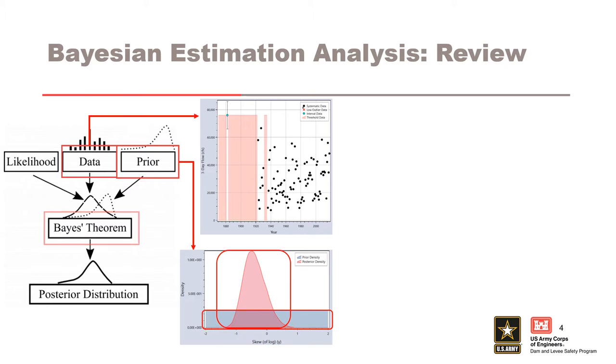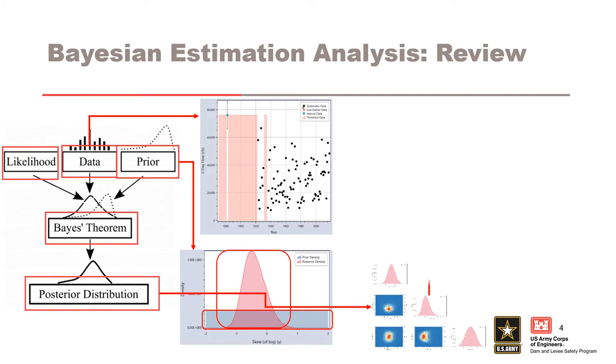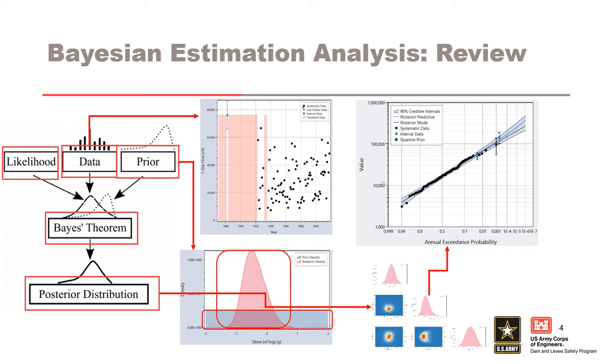BestFit uses Bayes' theorem, which incorporates all the at-site data, regional information, and prior parameter distribution with the likelihood function. The likelihood function gives the probability of the data conditional on the parameter distribution. Through the Bayesian estimation analysis, the posterior distribution of the parameters is developed. The parameter set with the maximum posterior probability, or rather, the set that is most likely given the data, is referred to as the posterior mode parameter set. For LP3, that is the most likely values for the mean, standard deviation, and skew.